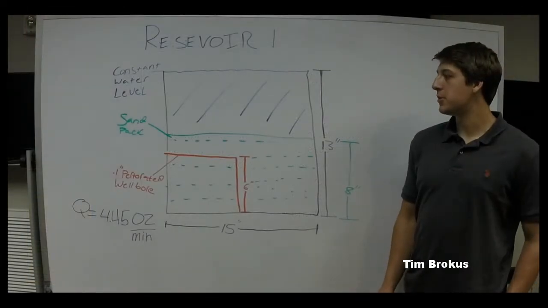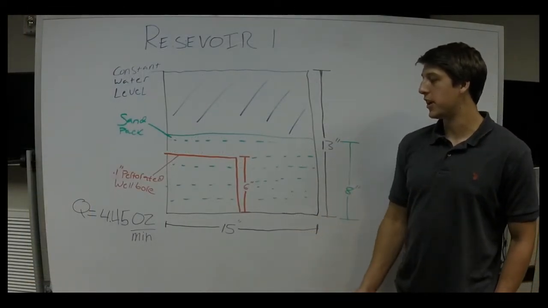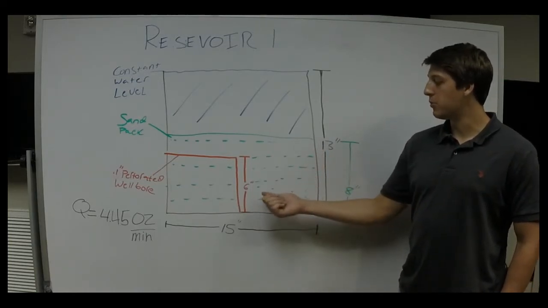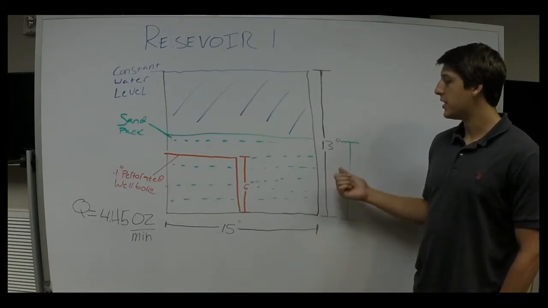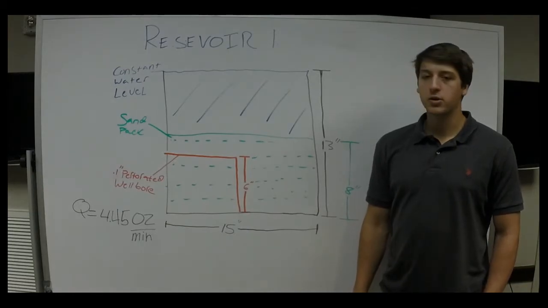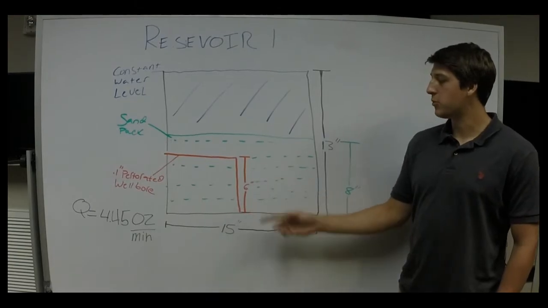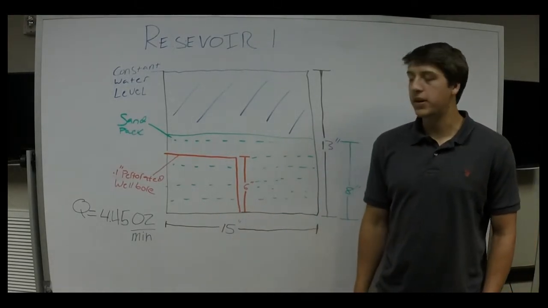For each experiment, we used a 5-gallon jug with a 13-inch height and a 15-inch diameter. We kept the water level constant and kept the wellbore constant at 6 inches. We used an 8-inch sand pack and a 0.1-inch perforated wellbore for our experiment. For Reservoir 1, we used a vertical well with no skin, and we calculated a flow rate of 4.45 ounces per minute.